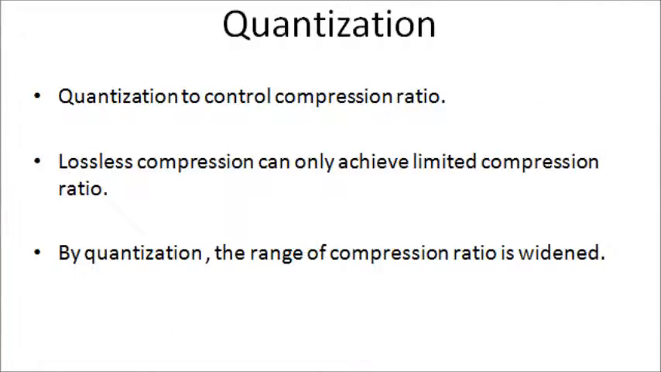The next step is quantization. As we all know, quantization is a process of converting a continuous range of values into a finite range of discrete values. In this case, it is used to control the compression ratio. By using quantization, the range of compression ratio is widened, thus providing better results.